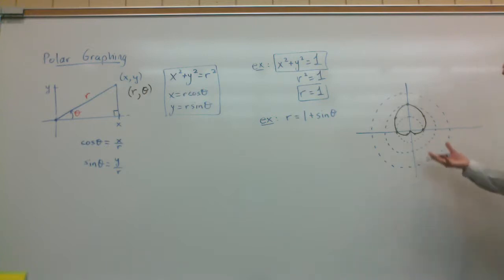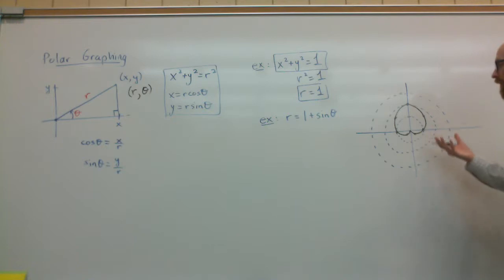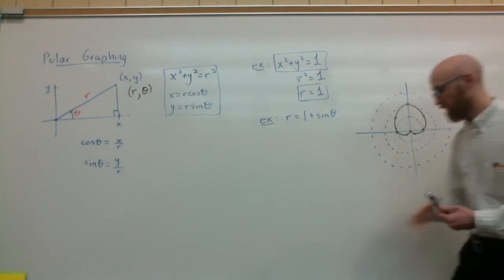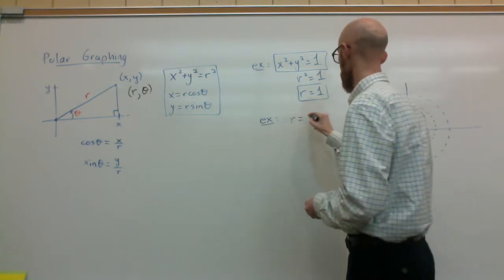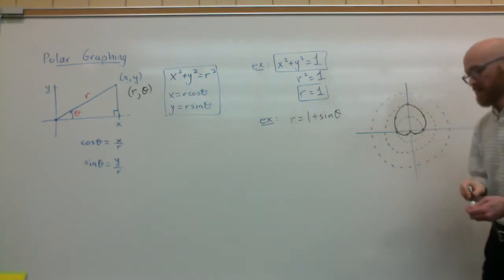So this thing has a name. It's called a cardioid. Just think cardio or heart. It's heart-shaped. Okay, so one thing I'm going to do is color code here. I should have done that before I graphed. So now the black equation matches the black.